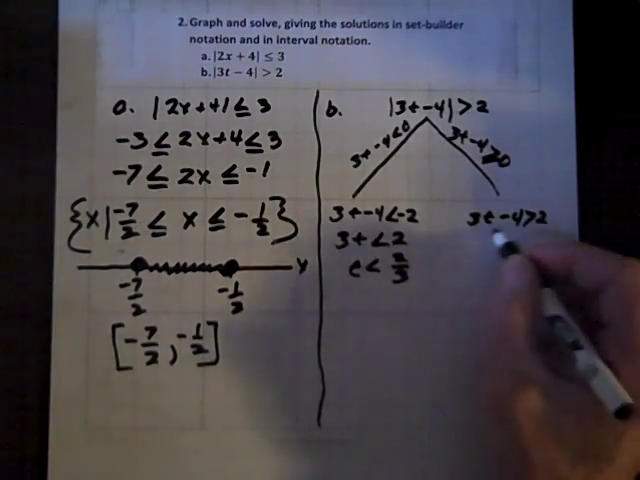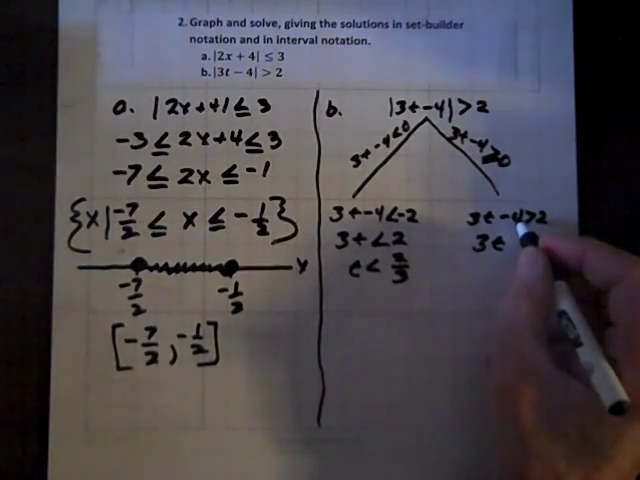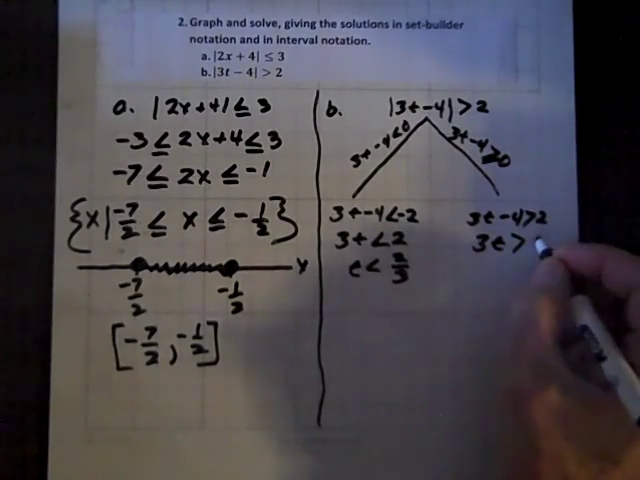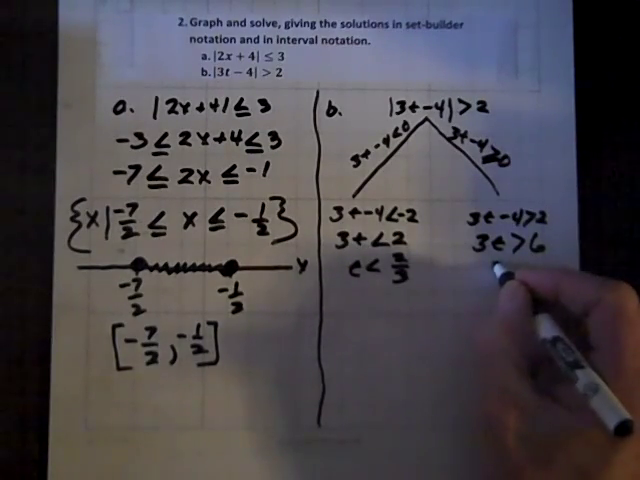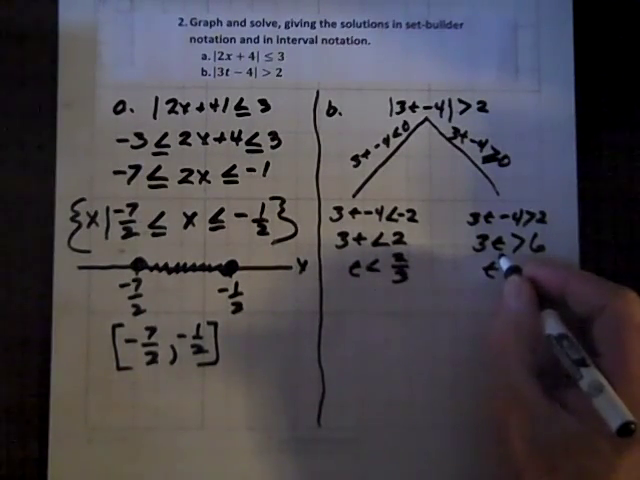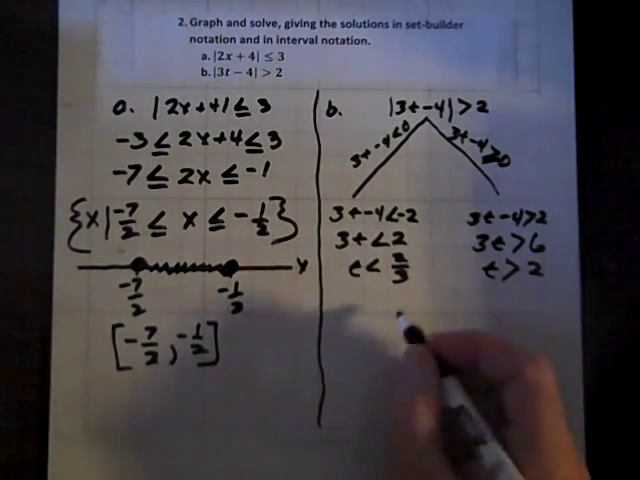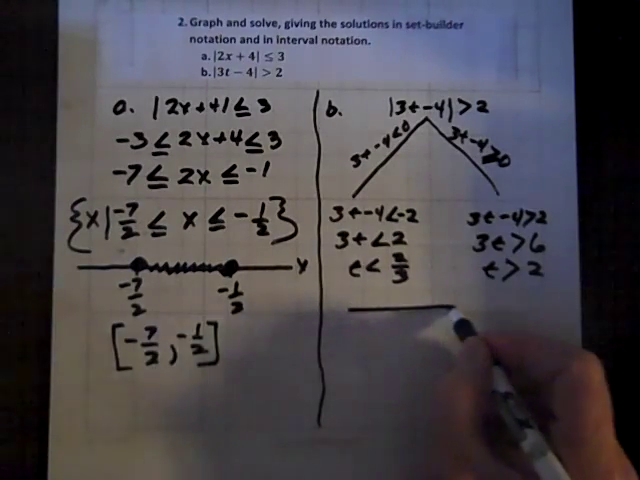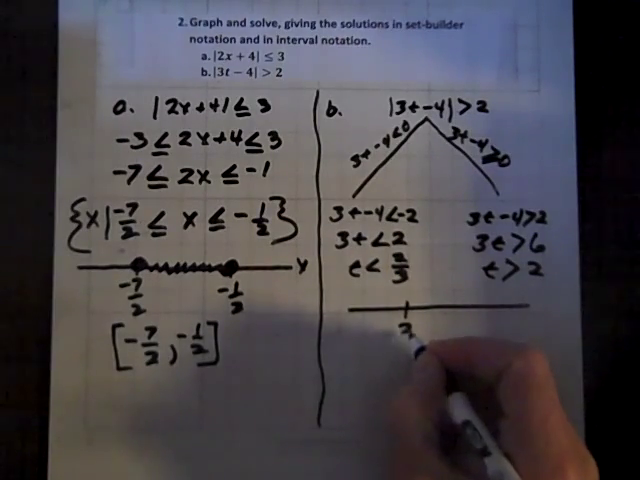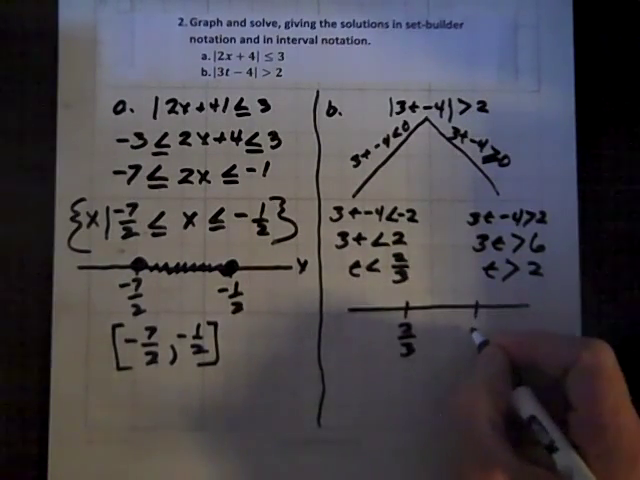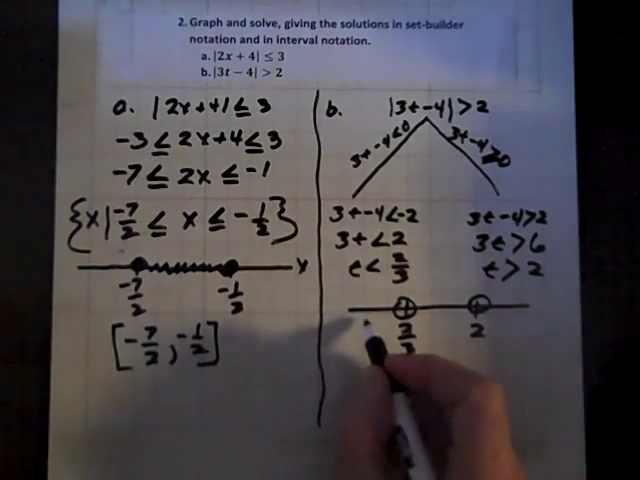Now, to isolate 3t here, we'll add 4 to each interval, so we get 3t, and minus 4 plus 4 is 0, and 2 plus 4 is 6. Now we'll divide by 3, and dividing through this side by 3, we just get t, and 6 divided by 3 is 2. So now we're ready to graph. And here we have a hash mark at 2/3 and a hash mark at 2. Open circle, open circle.